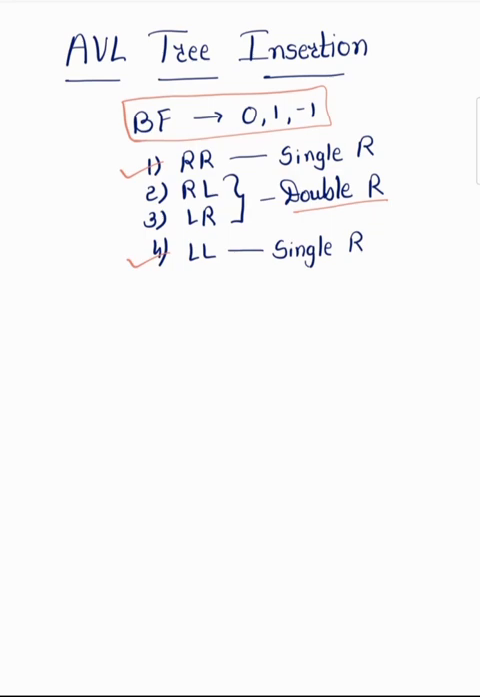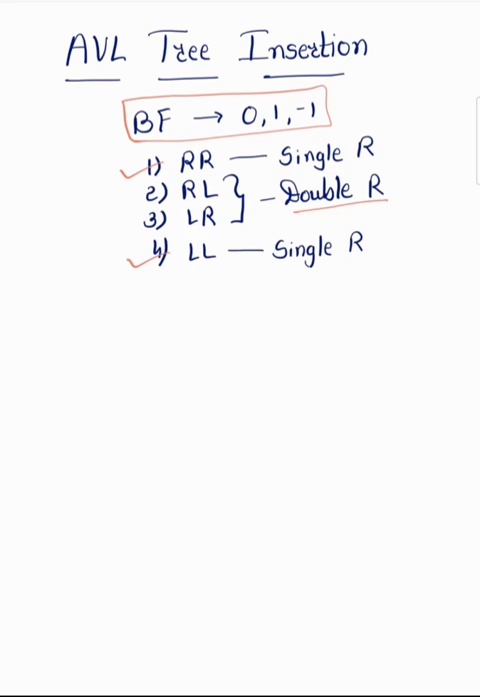When do we need to apply double rotation and when do we need to apply single rotation? That's the question many of you might be having. As we have already seen in previous videos, I'll just quickly revise it: when the new node is added to the left of the critical node, that would be L rotation, and the critical node would be rotated towards the right.